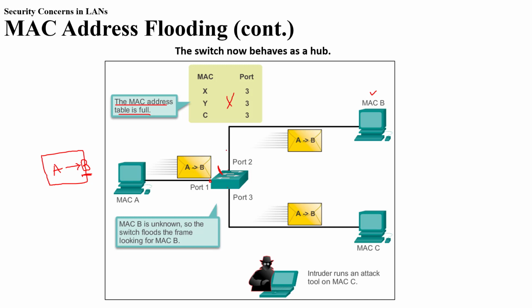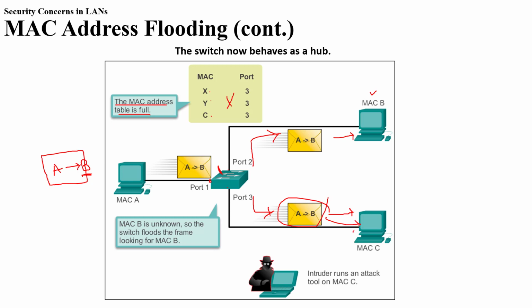Now your switch is going to search, where is B connected? It is checking X, Y, C. There is no information about B. So what is your switch going to do? Your switch is going to broadcast the packet to all. At the same time, the packet is coming to C. C is our attacker. The attacker is waiting for this. Whatever packets go from A to B, the attacker is taking a copy of the packet.